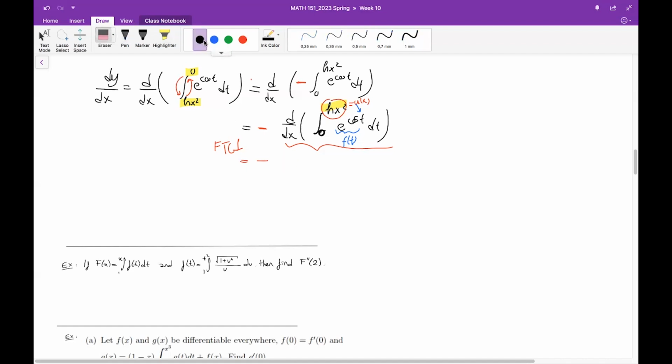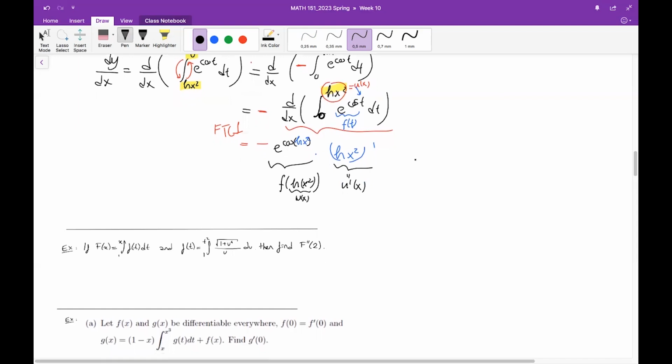e to the power cosine of t, where instead of t, I should write this part: ln x squared times ln x squared derivated. You see, this part comes from f of u of x, where u of x is ln x squared. And this is our u of x, and this part comes from the derivative of u of x. So the result is minus e to the power cosine ln x squared.